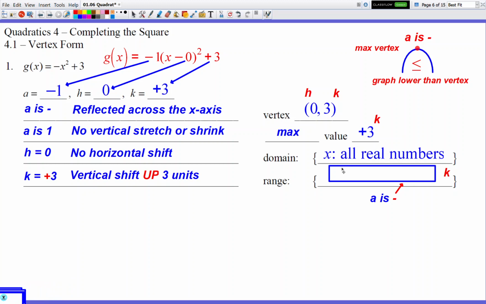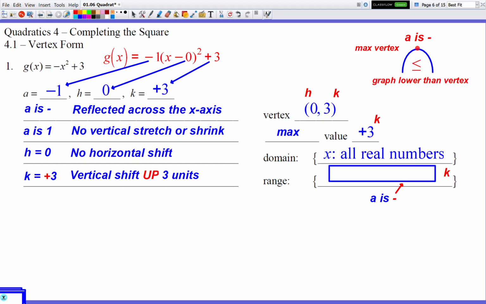Okay, so when you think about domain, it connects to the x values. Because this parabola, this quadratic function, keeps on getting wider as it goes down forever for this particular problem, because this graph is going down, we're going to have all real numbers for my domain. Okay.